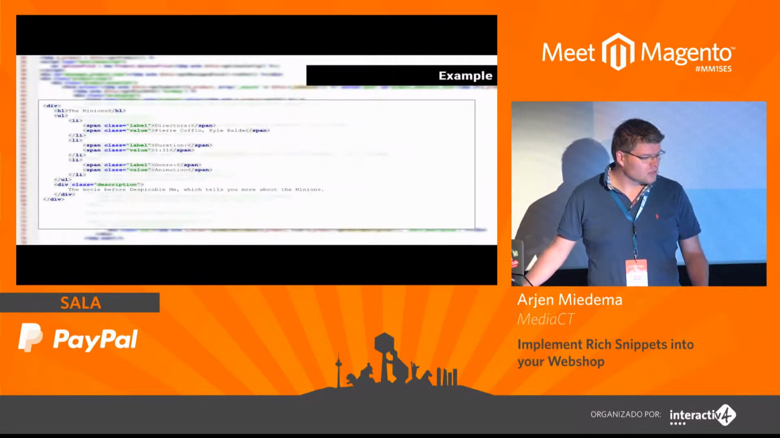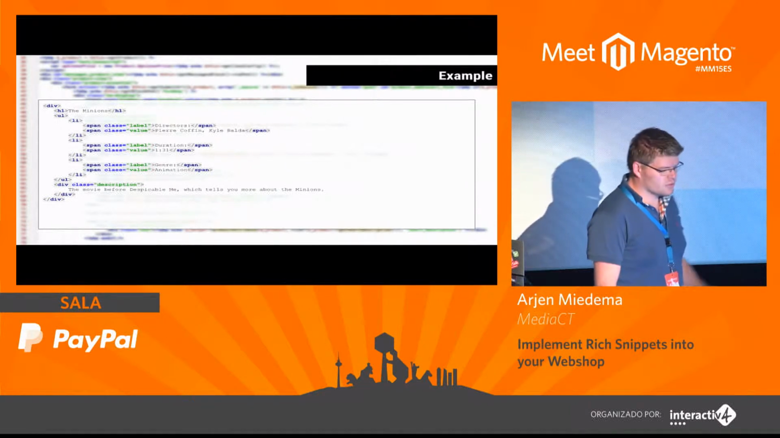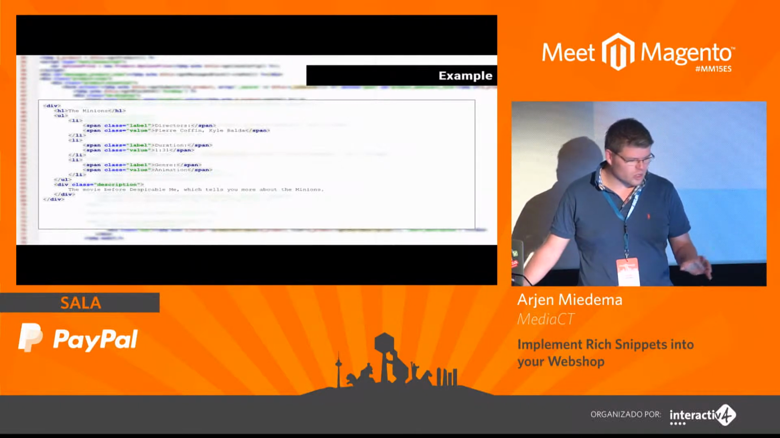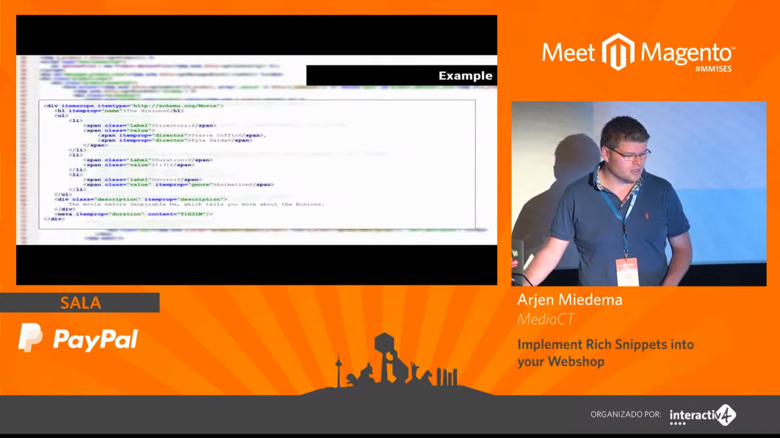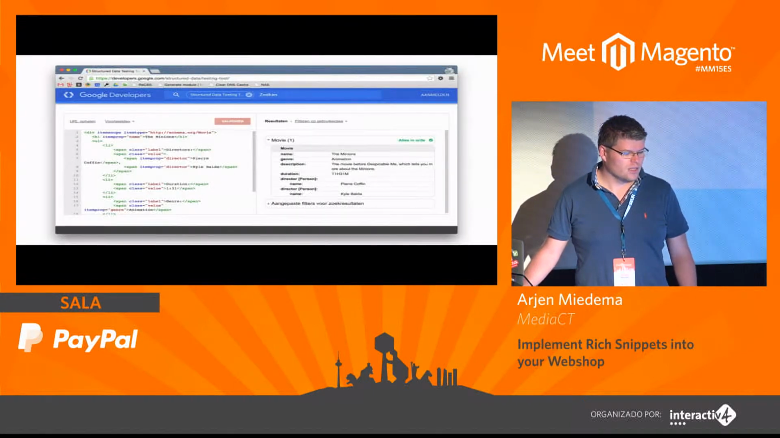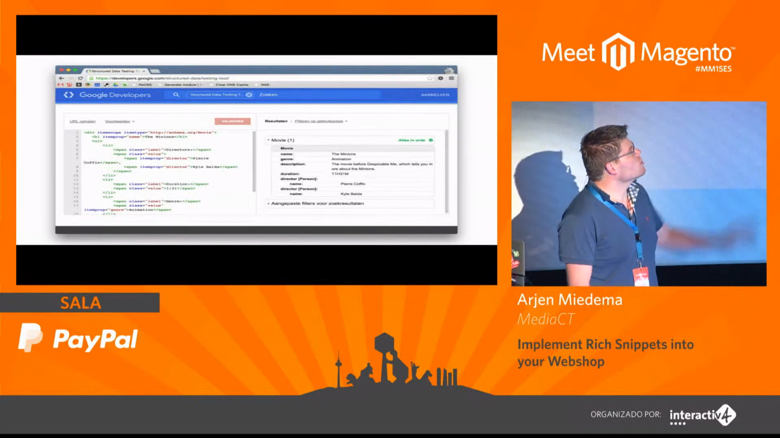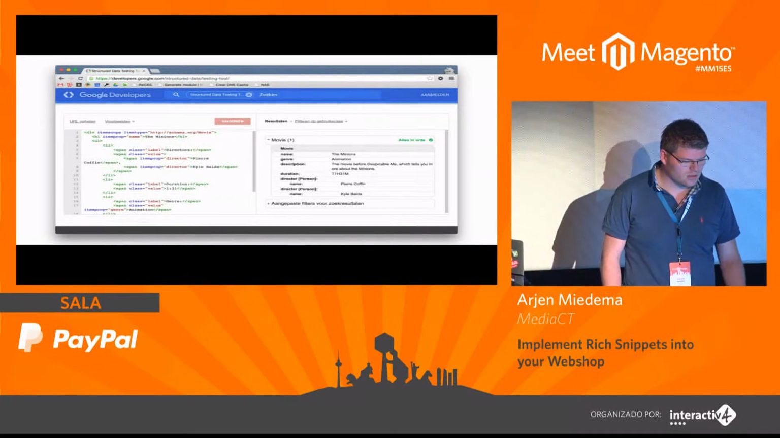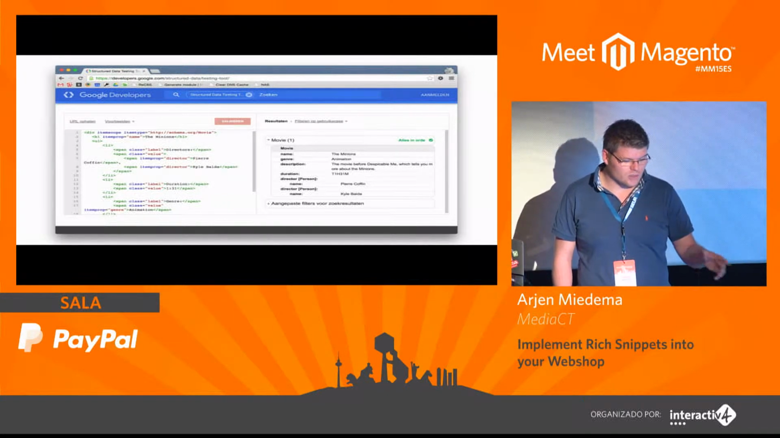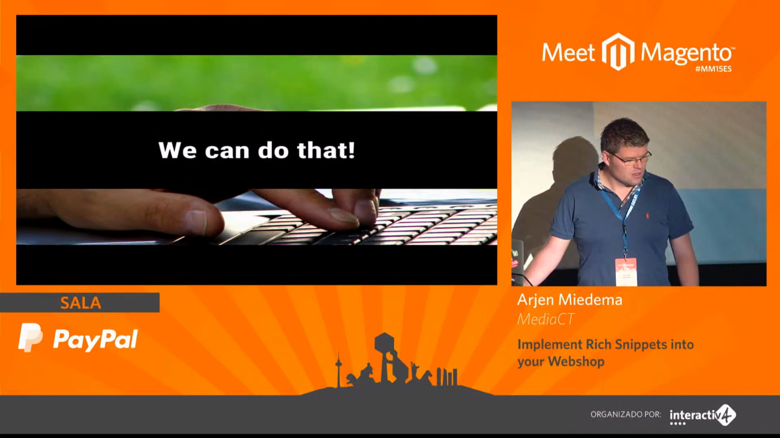There's an example. Here is the Minions movie with a lot of information about it. This is how it would look in your code without rich snippets, and this is how it looks with rich snippets. And you can test it: on the left side is your code, and on the right side is your result. And as you can see, it knows it's a movie with a name, a genre, a description, etc. And we can do that too.